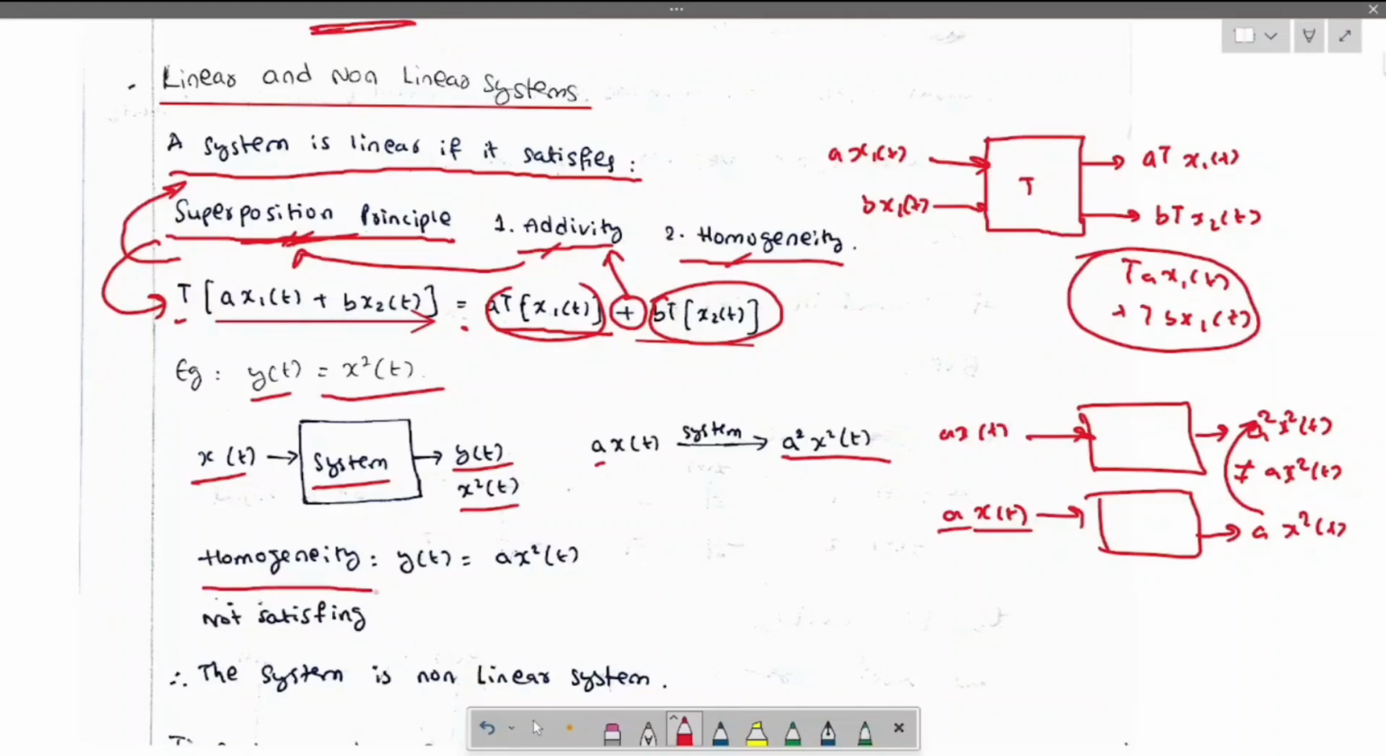Now homogeneity: y of t equals a x square of t, which is not equal to a square x square of t. See, this is not equal. That's why homogeneity is missing in this example, so it is not satisfying the superposition principle. That's why the system is a non-linear system. I hope you got the idea on this.